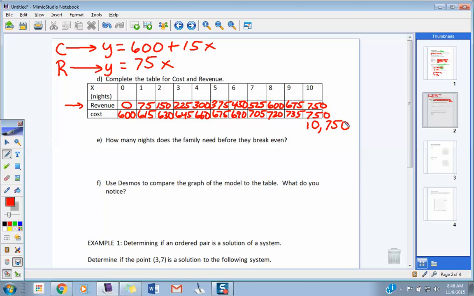So party, what do I have to say here? How many nights does a family need before they break even? 10 nights. Okay, so let's just talk about letter F here. I'm going to go ahead and graph this here. You guys don't need to do this. I'll put the graph in nicely for us.